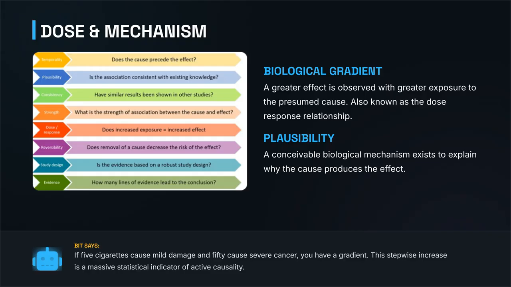This creates a beautiful linear graph that strongly supports a direct causal link. Plausibility brings the raw statistics back to human biology. Even if the math looks perfect, there must be a logical physiological reason for the connection. If a statistical model shows a strong correlation between wearing blue shirts and developing pancreatic cancer, scientists will correctly reject the finding because there is absolutely no plausible biological mechanism to explain it. You must always ensure the statistics align perfectly with known physiological principles.